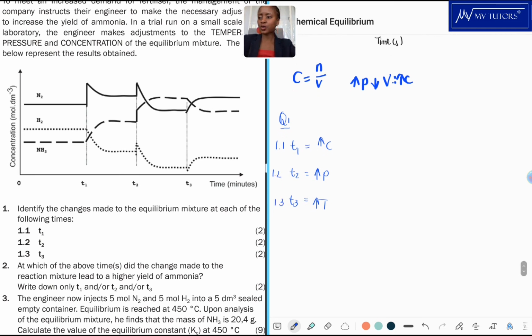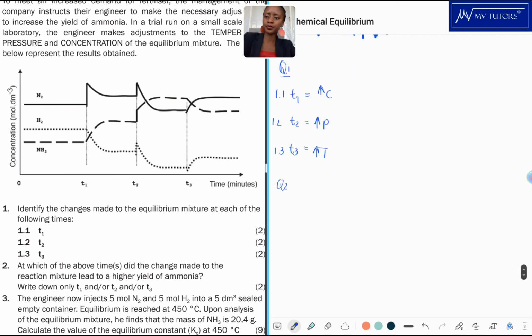All right, so now moving on to question 2. It says, at which of the above times did the change made to the reaction mixture lead to a higher yield of ammonia? So we can see ammonia increased when the concentration of nitrogen was increased at T1, right? Ammonia also increased when the pressure was increased. It only decreased when the temperature was increased. Okay, so we would have then T1 and T2. That is when we saw a higher yield of ammonia.